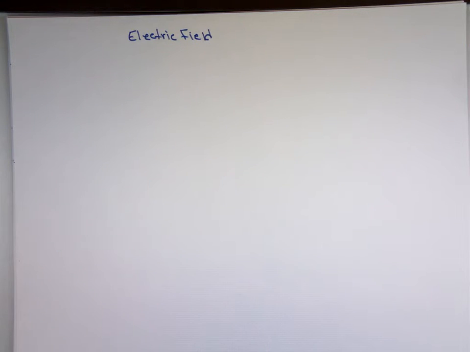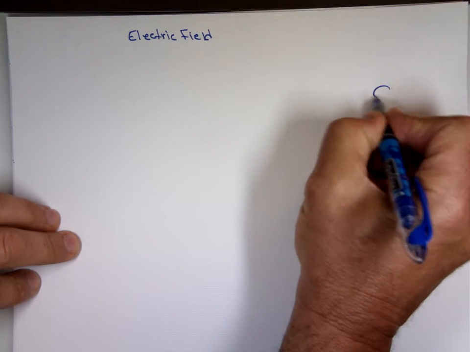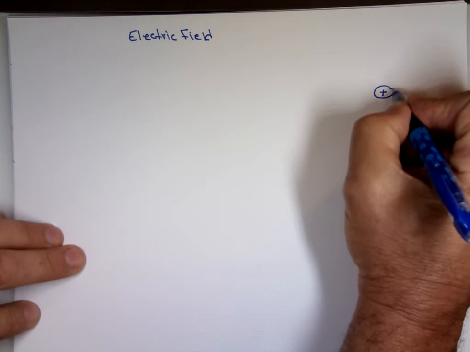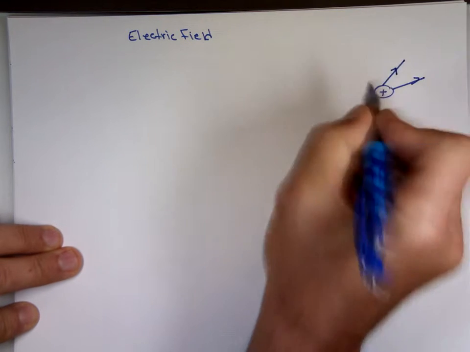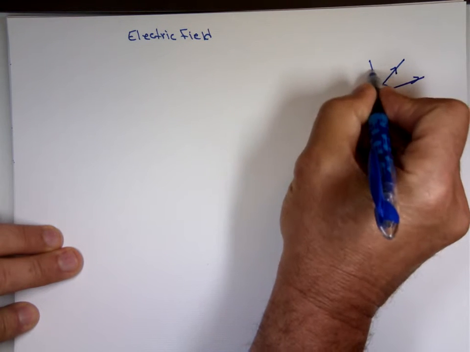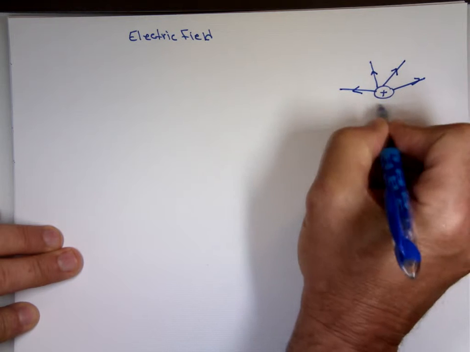Let's look at the electric field. Now, if we take a charge, just a plus charge, and I put it there, that charge will have a field pushing away. The reason it's pushing away, we're saying what will happen if you bring in a positive charge to the neighborhood of this one.